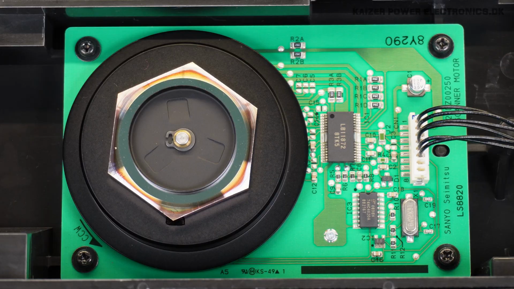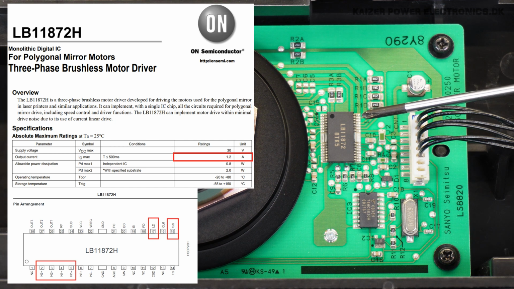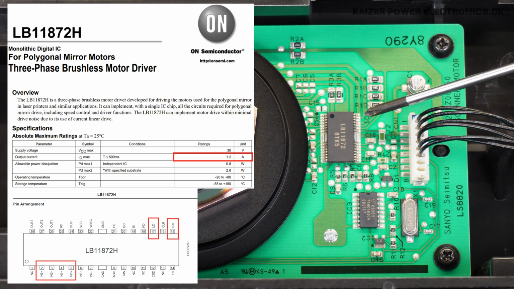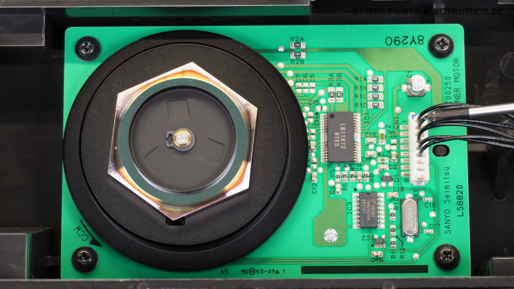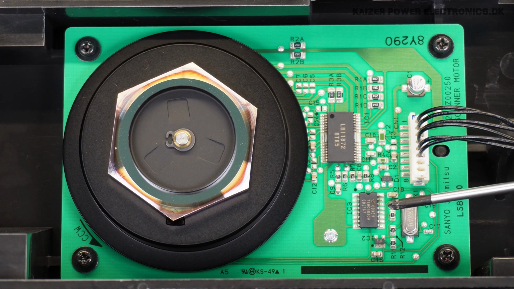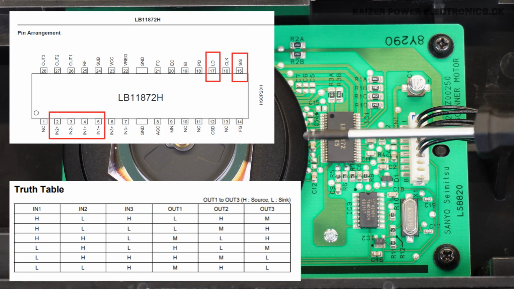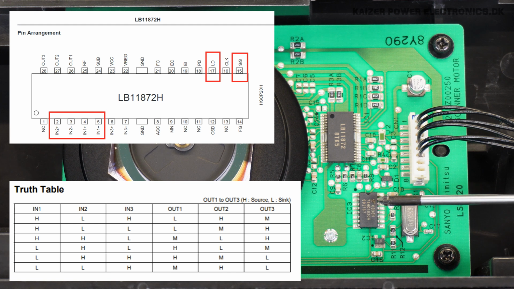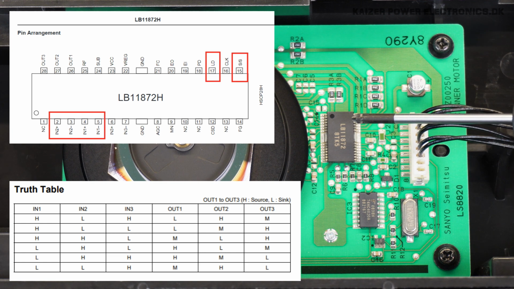It sits over here. The Sanyo laser scanner motor assembly here uses an LB11872 driver IC, but it does not use the clock impulse pin. If we check out the datasheet, we only have these six wires here. It uses a 74HC4020, which is a 14-stage sequential IC. So it seems that it is actually generating the pattern for driving a three-phase brushless motor with the 74HC4020 and using that to drive the N1 and N2 inputs of the driver chip itself.